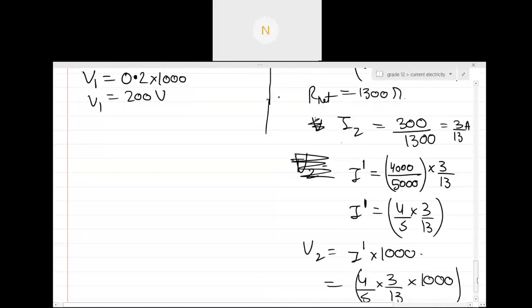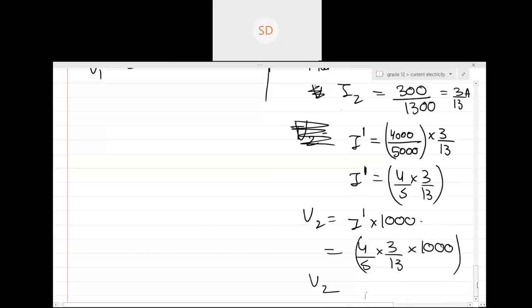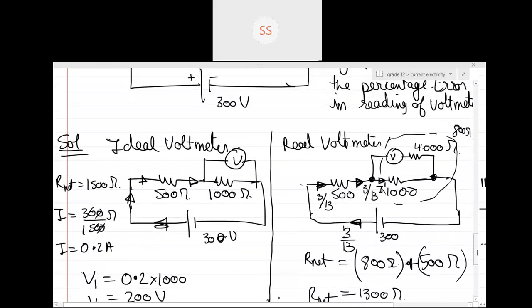But if they are connected in parallel, the R net will be different, right? It will be 800, right? R net will be 800. So the denominator has to be 800, right? No. R2 plus R1 when they are in parallel, no?